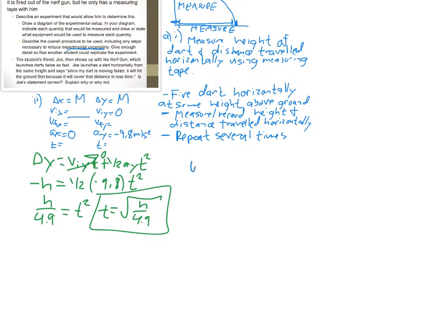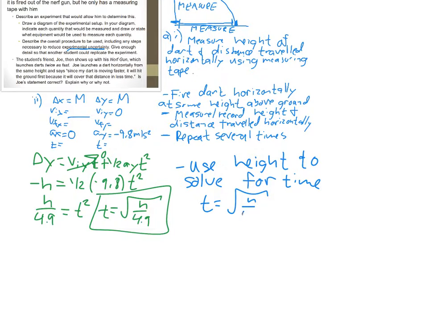So the one thing I would write here is use the height to solve for time. Okay, that's going to be my first step in ultimately getting the velocity. And I have that equation here that I just derived where t is just the square root of h over 4.9.